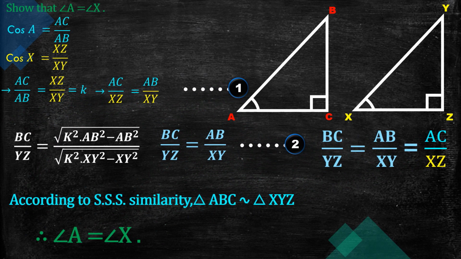According to SSS similarity, triangle ABC is similar to triangle XYZ, then the corresponding angles are equal, that is angle A equals angle X. Hence proved.